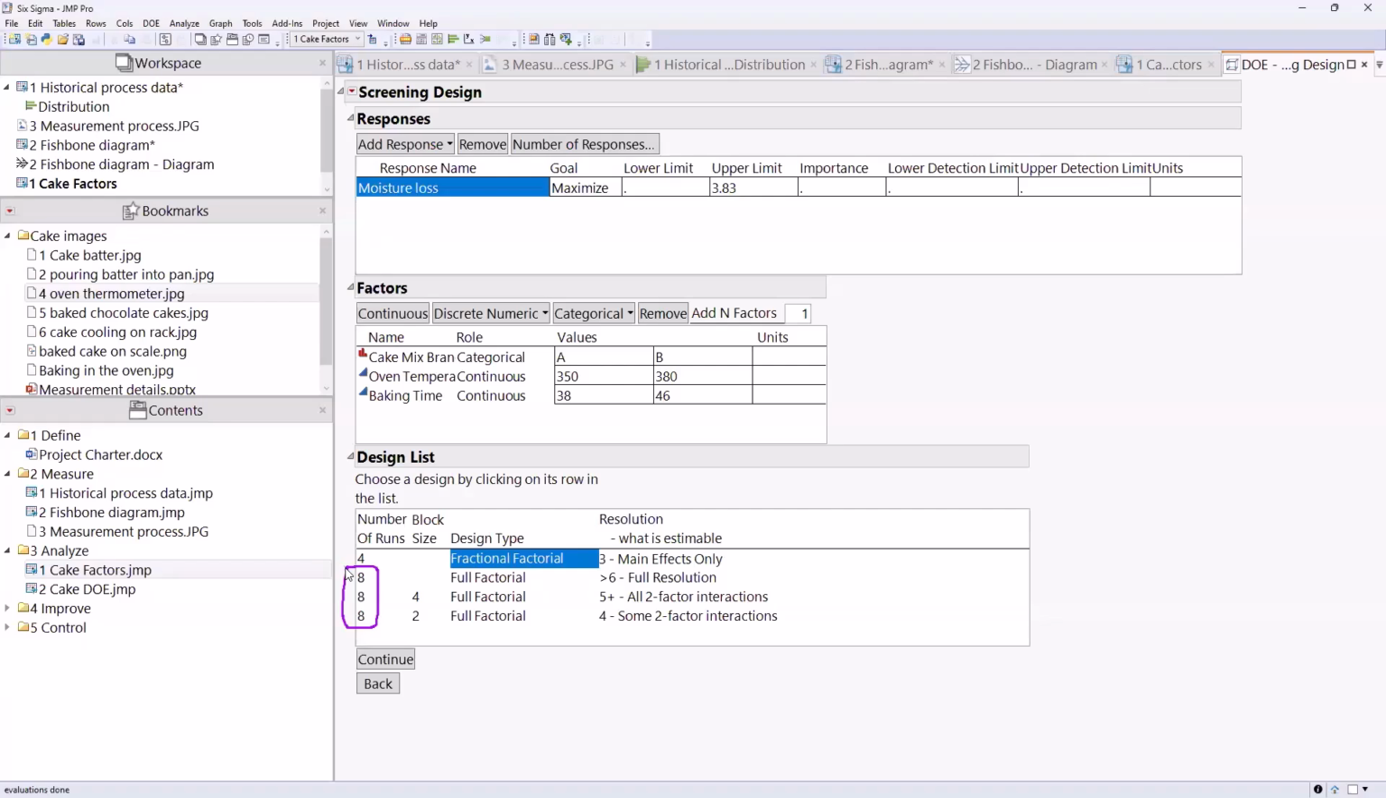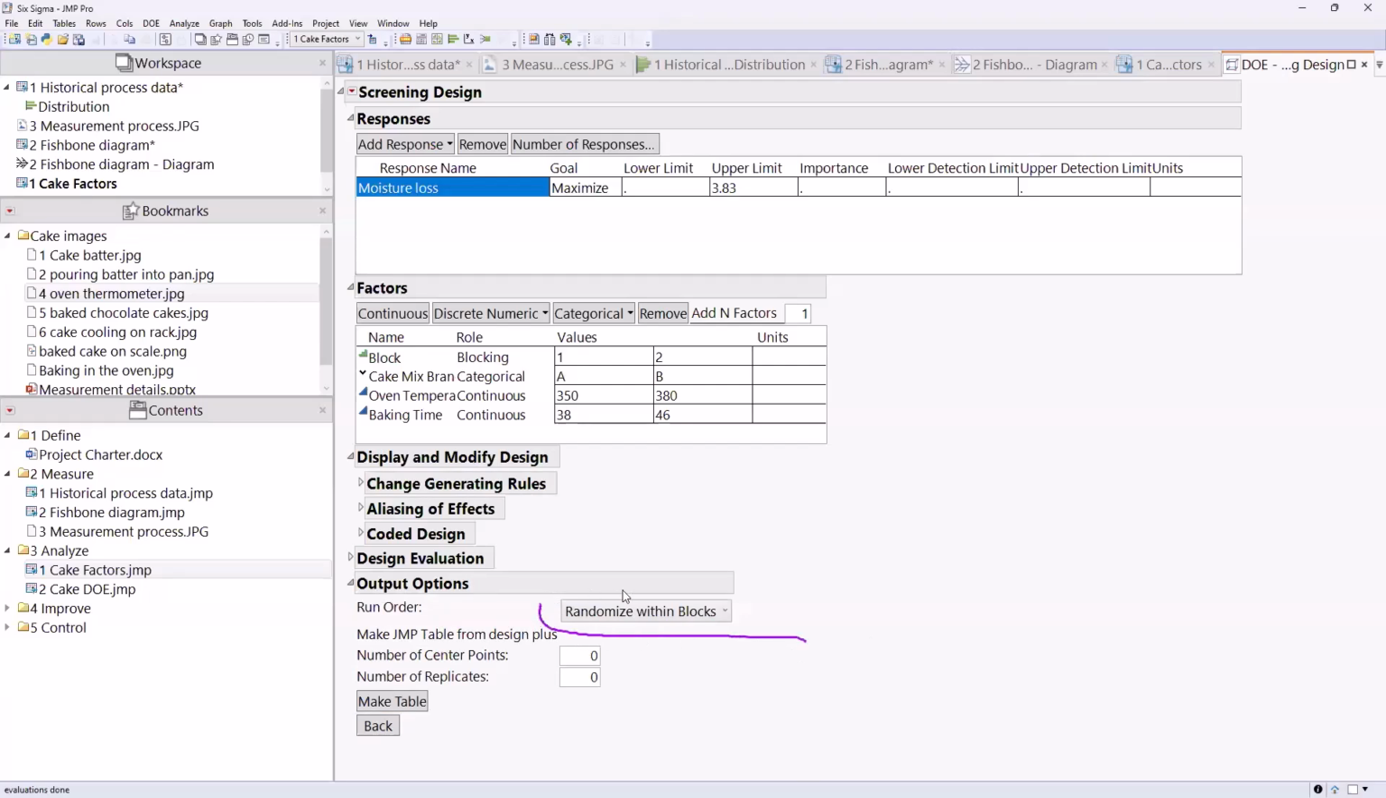I'm not going to bake 8 cakes in one day, but I could do 4. So here under block size, I can choose how many cakes I want to bake each day. And I think 4 is doable. I can bake a total of 8 cakes, 4 of them each day. That's a full factorial design. And that design is going to let me estimate all of the main effects plus the 2-factor interactions. This is the design I want. So I'm going to click continue.